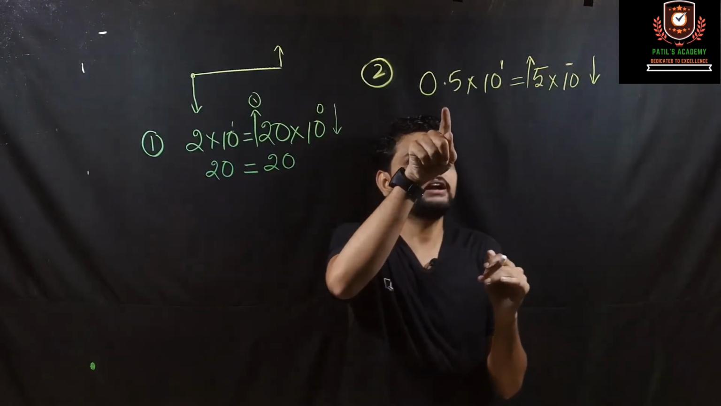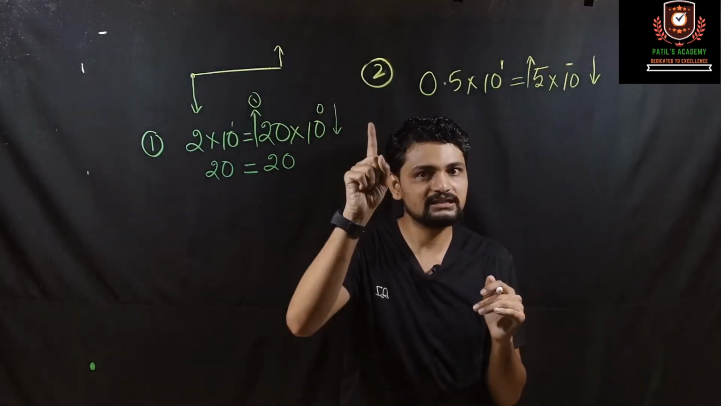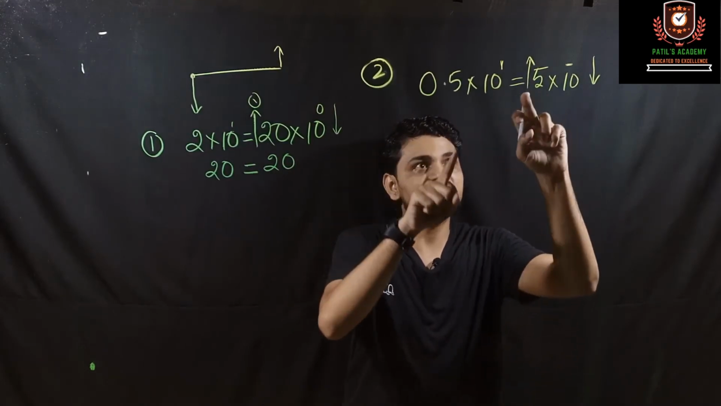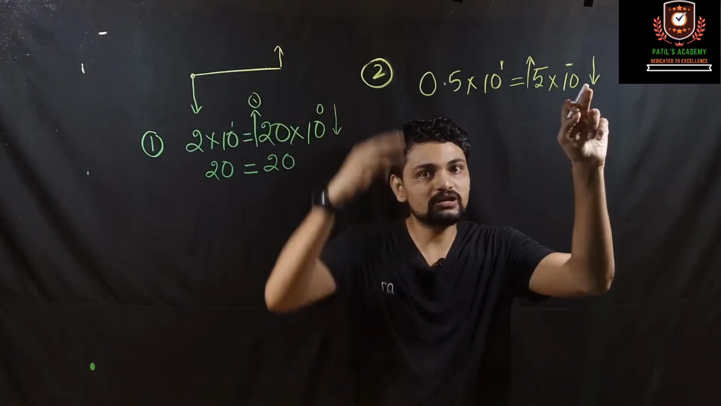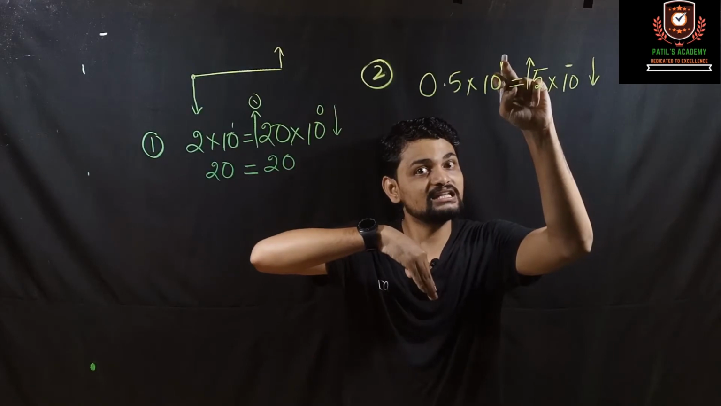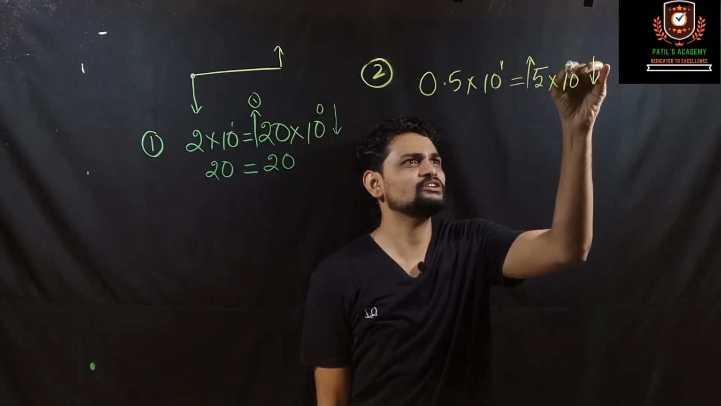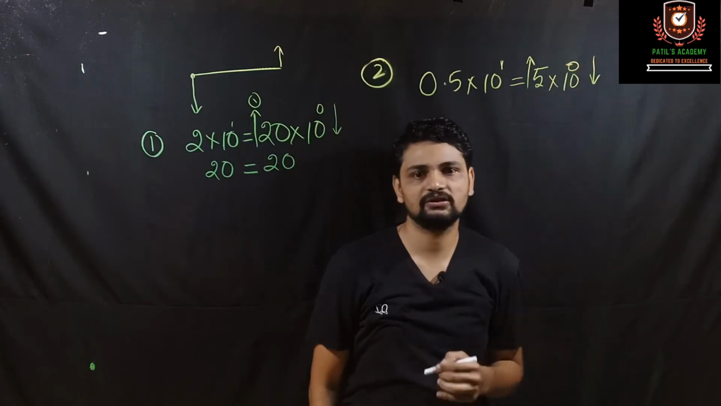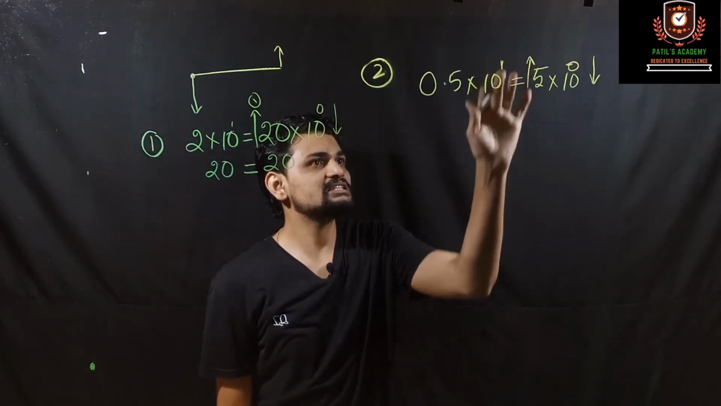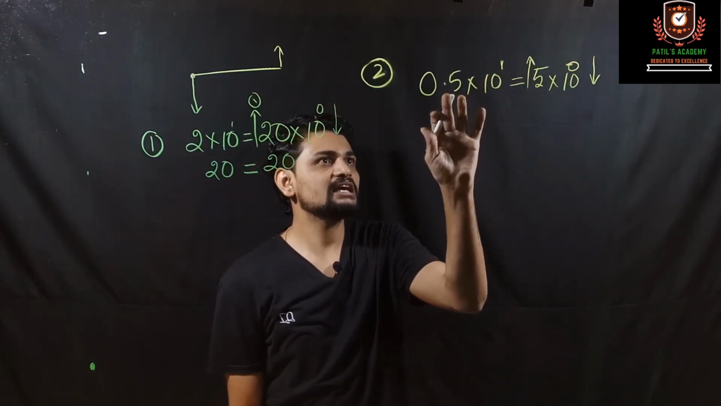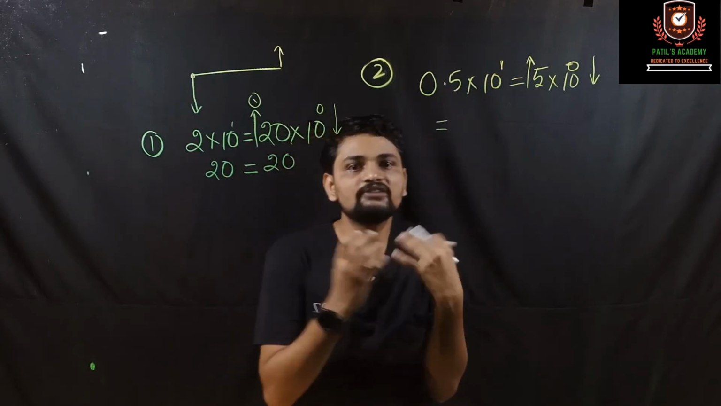So 0.5 to 5: if it is increasing by 1 digit, this 10 power should reduce by 1. 1 is already there, so 1 minus 1 is 0. Minus 0 or plus 0, it won't really make any difference. Now 10 power 0 is 1. Now I'm trying to verify this.